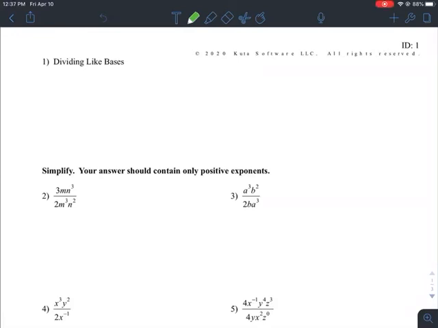Alright guys, so this is going to be the second part of what we're doing this week. The next property of exponents that we're looking at is when you divide like bases.